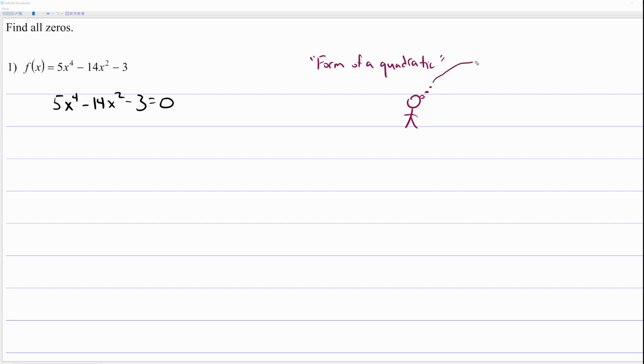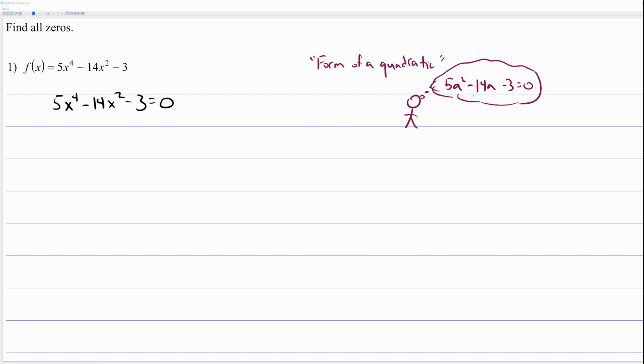Now what that means is once you have some experience with this, you'll be looking at that problem and what you really see is 5a squared, choose any letter you want, 5a squared minus 14a minus 3 equals 0. And this equation can be solved by factoring. And exactly the same factoring pattern works for this fourth degree polynomial.